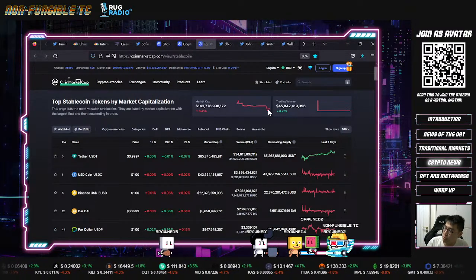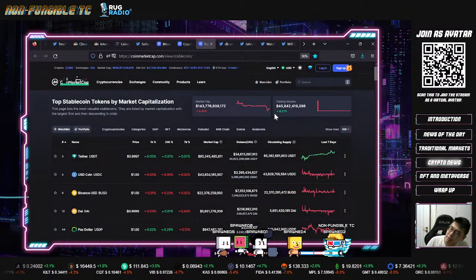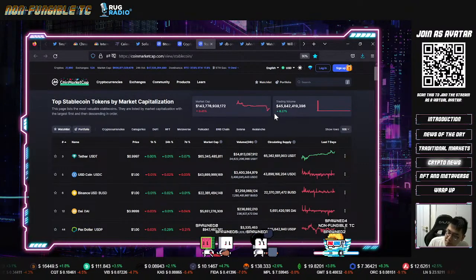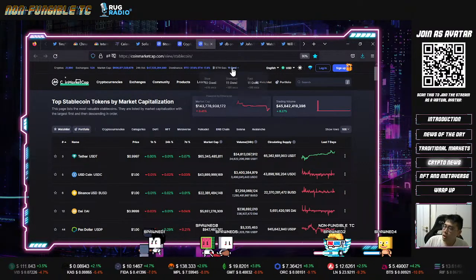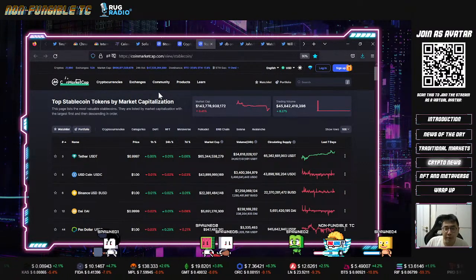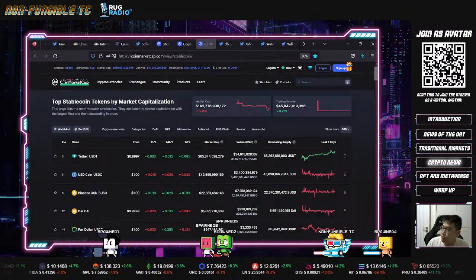But still, we do see a small uptick, right? So compared to a few days ago, more and more people actually bought stables, right? Money went into stables, right? So in terms of cryptocurrency news, there is more negative news than positive news.